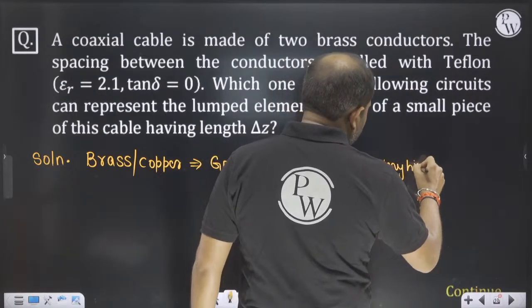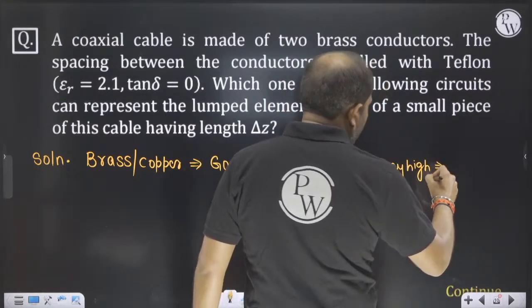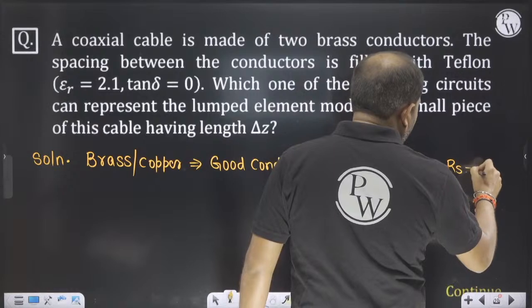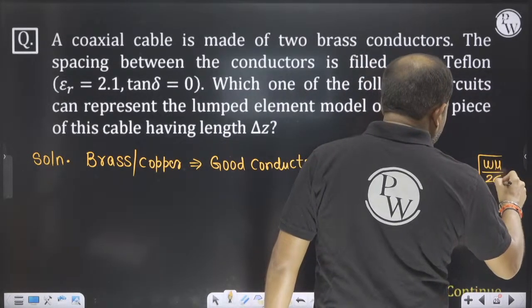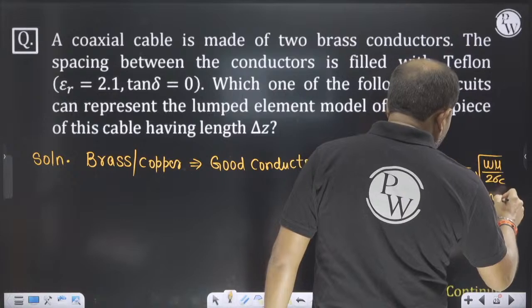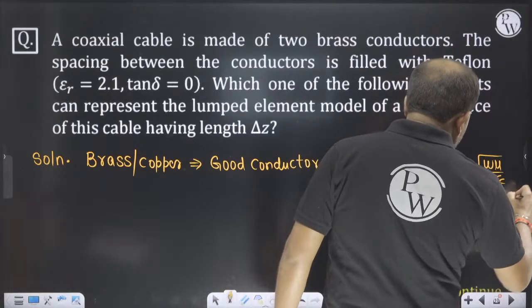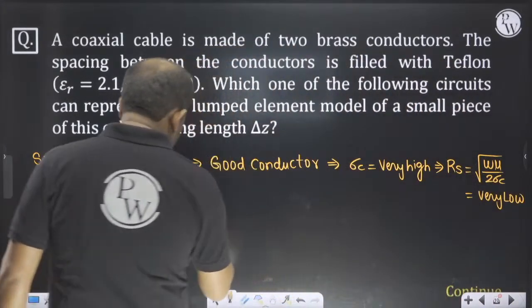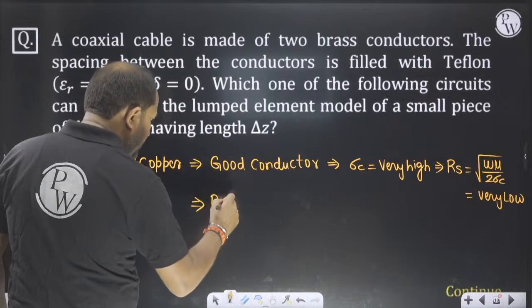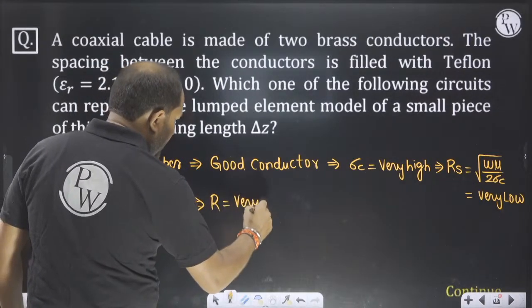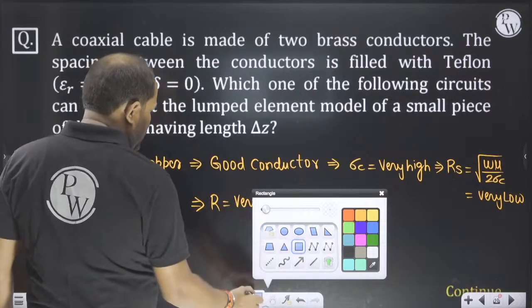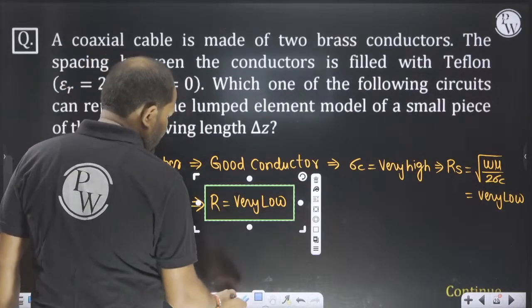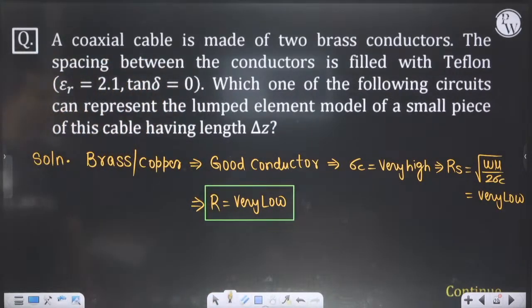And sigma C is very high, so RS will be very low. Omega mu upon 2 sigma C will be very low. And RS is very low, that means R will be very low. So loss will be very low. So we can say that R will be very low, but it will not be 0.